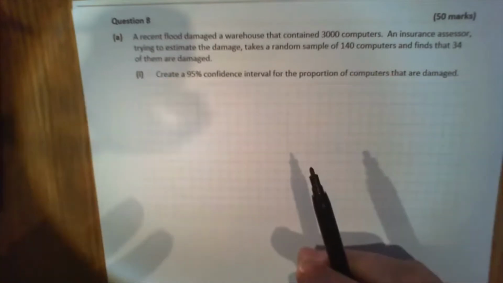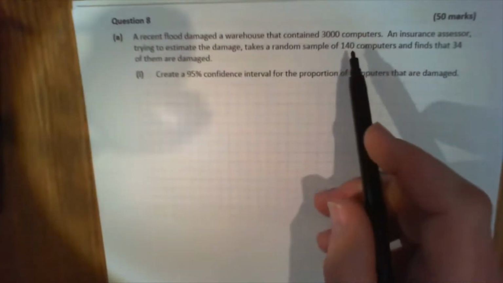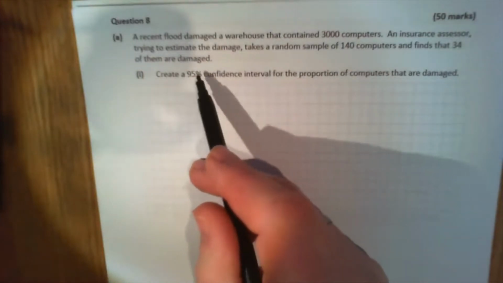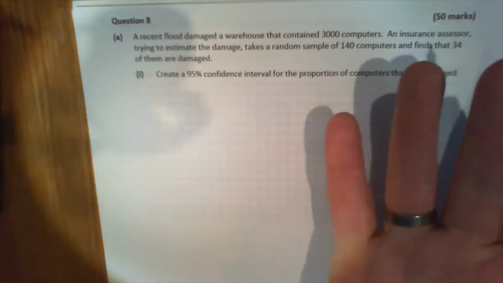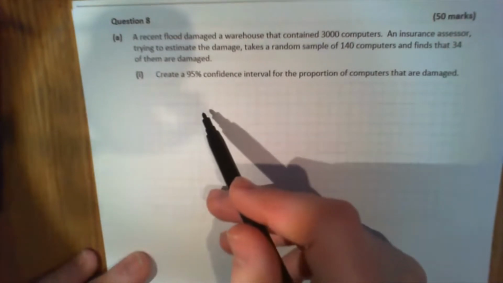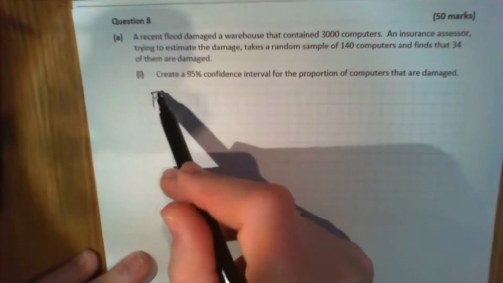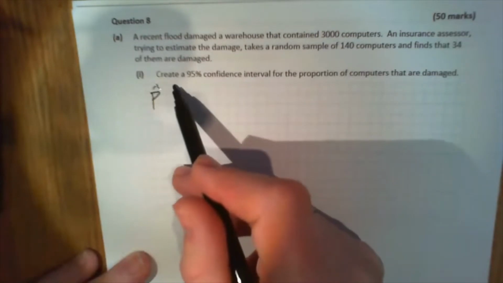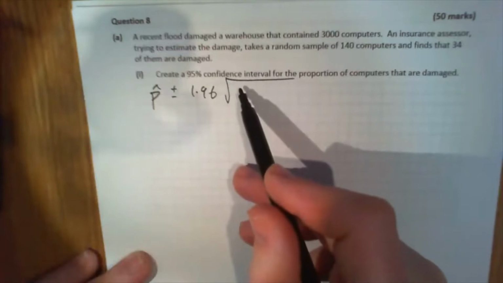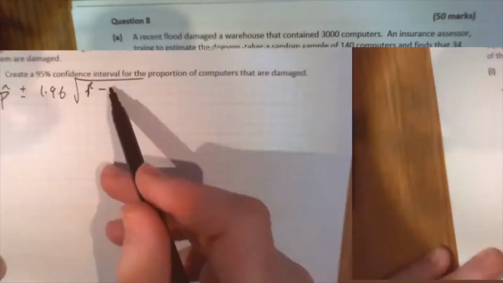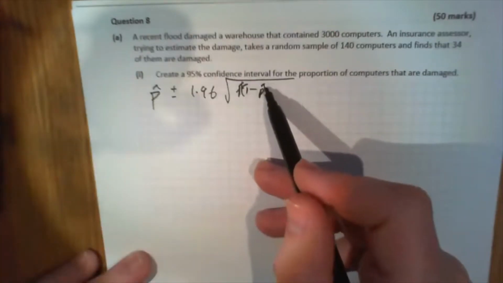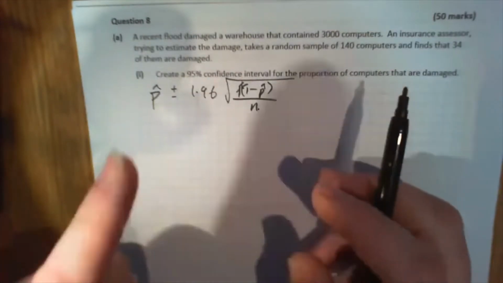So we have 140. We have a 95% confidence interval. So that, to me, with proportions, signifies we're using our p hat formula. That's usually p hat plus or minus 1.96 times the square root of p hat, bracket 1 minus p hat, all over n. So that we have everything we need.